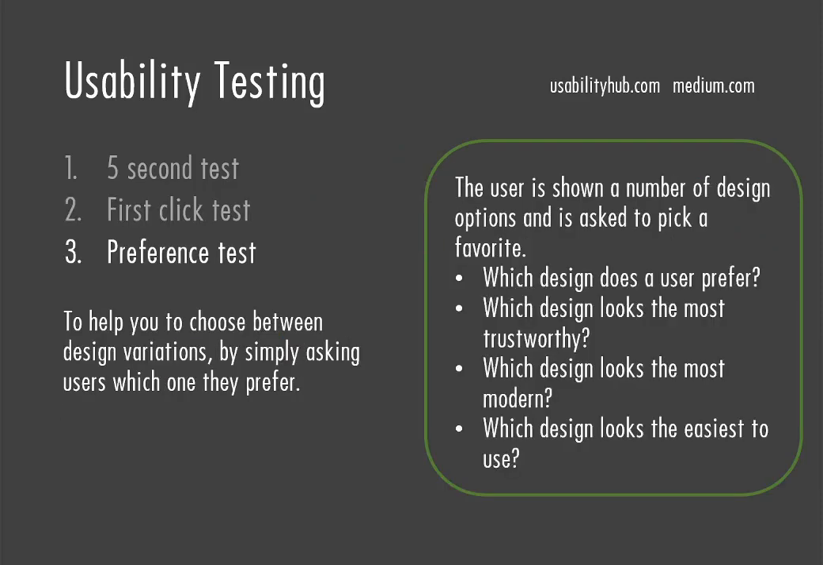Now, the third usability test you will be doing with me after you made your paper prototype and design heuristics on it is the preference test. It is to help you to choose between design variations by simply asking users which one they prefer. Simple, very simple test, but you have more to work on because the user is shown a number of design options and is asked to pick a favorite. So for your case, at least two to choose from, A and B design, okay?